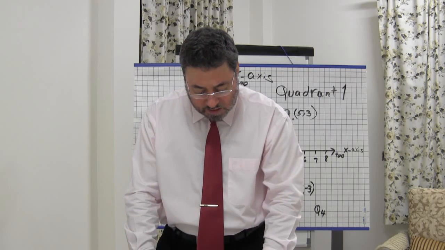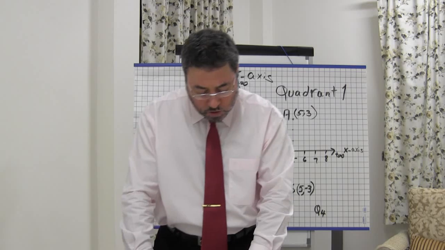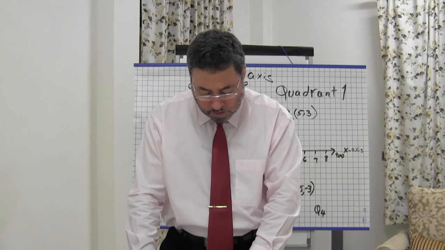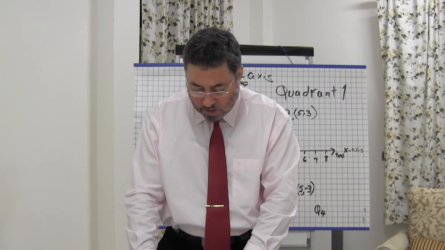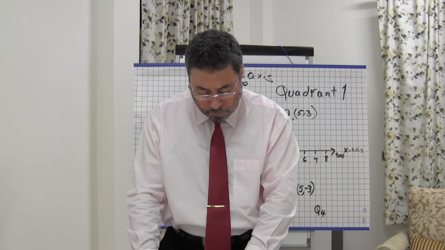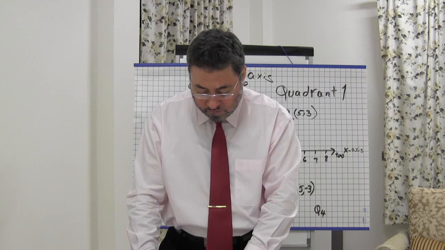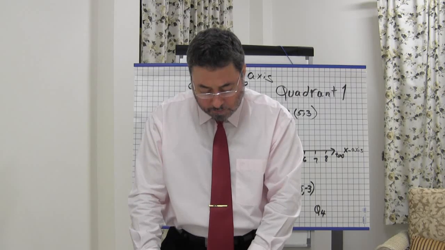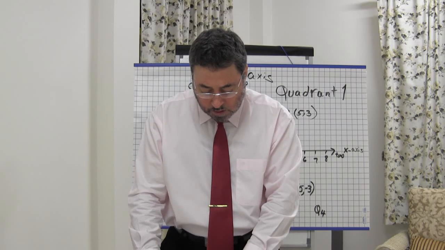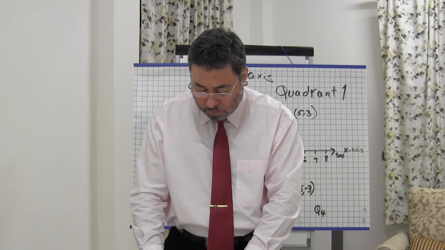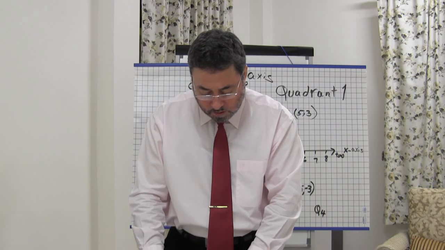Now we move to the written exercises. Give the coordinates of each point. Number 2, point B, that's minus 1, minus 1. Point D, 3 and 4. Point F, 1 and minus 1. Point H, that will be minus 3 and minus 4.